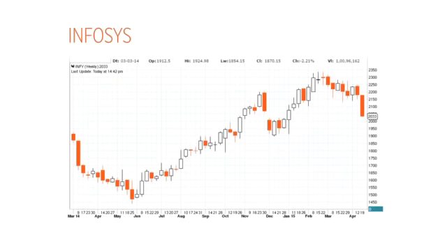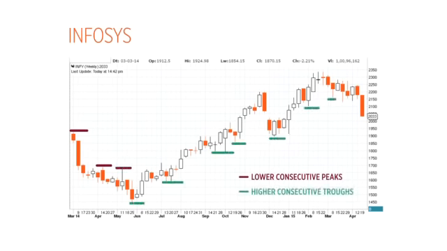This is the weekly chart of Infosys. Notice the downtrend that developed from March through June. Also notice that downtrends always have lower consecutive peaks. The trend then turned upwards from July. Notice all uptrends have higher consecutive troughs.